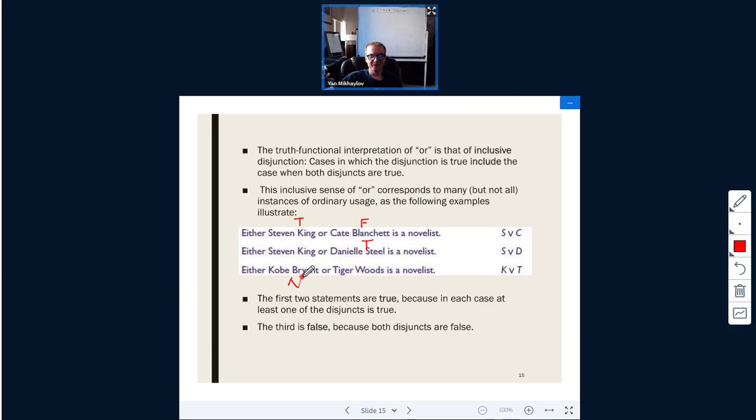No. And how about Tiger Woods? Is he a novelist? No. Great. Now that we're all on the same page, we can go through the examples. Just wanted to clear it up. Okay, so if you're told either Stephen King or Kate Blanchett is a novelist, is that a true statement?